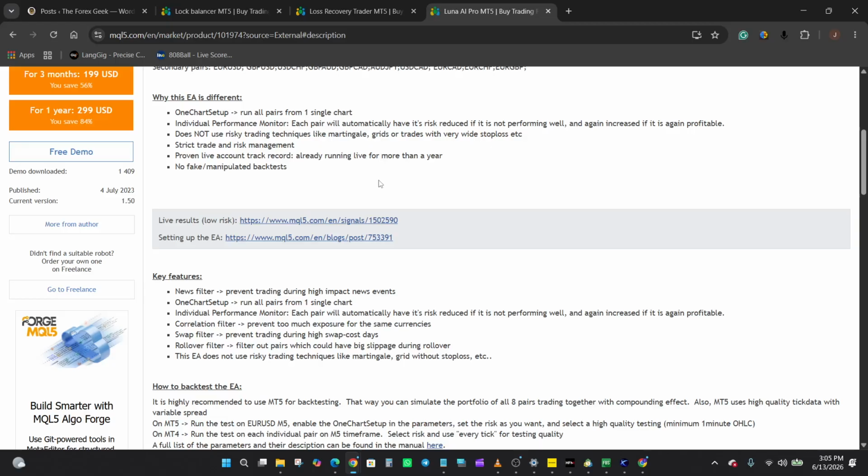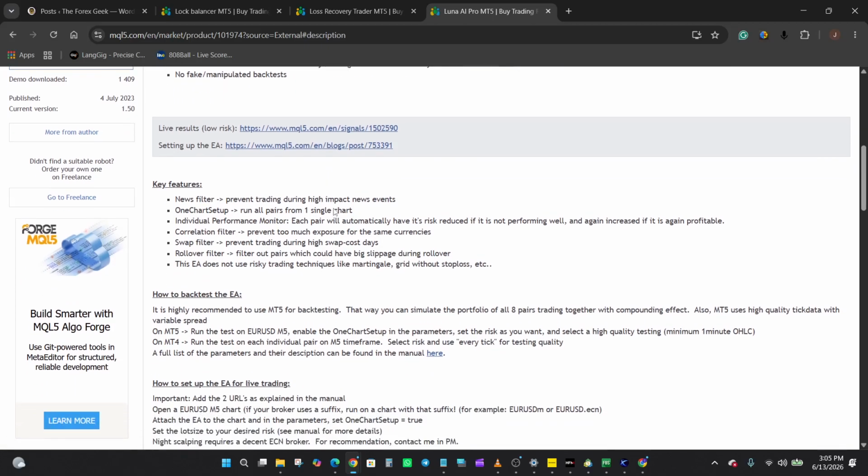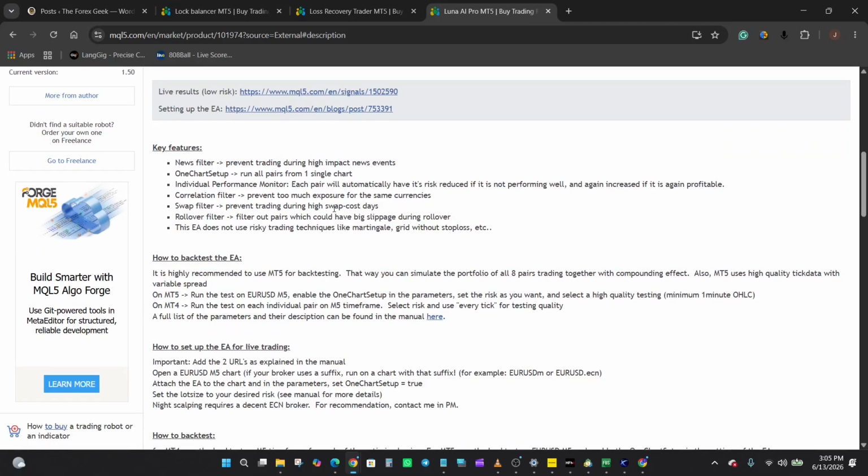The product page also mentions a correlation filter designed to reduce excessive exposure to related currencies, along with news, swap, and rollover filters that aim to avoid specific trading conditions. Another point emphasized by the developer is that the EA does not use martingale or grid systems or trade with very wide stop losses. The focus is described as strict trade and risk management combined with portfolio-based operation.